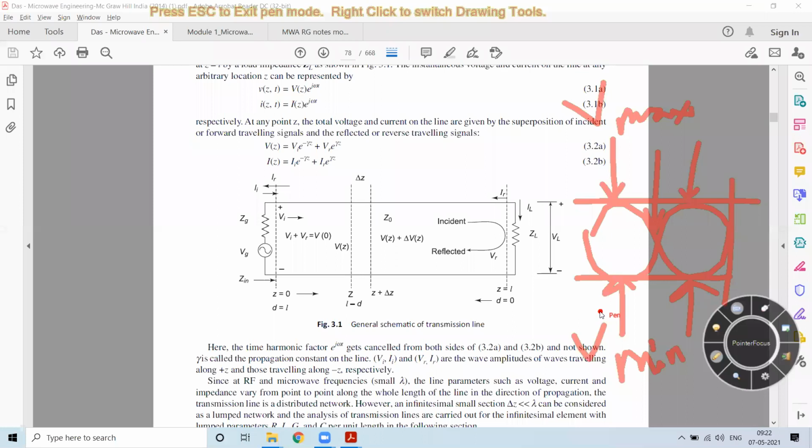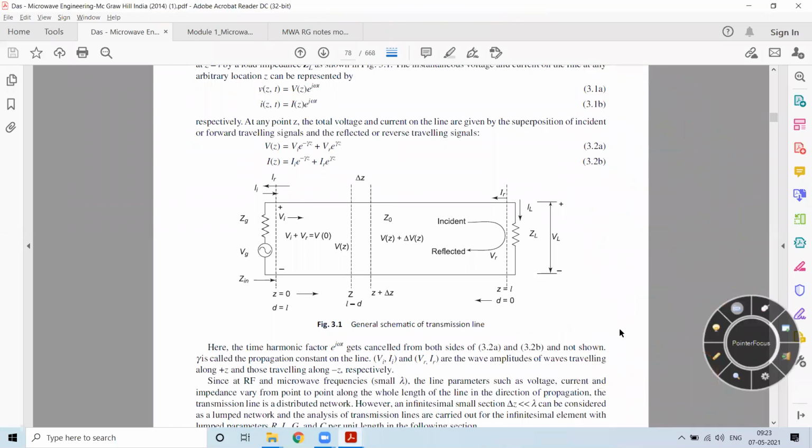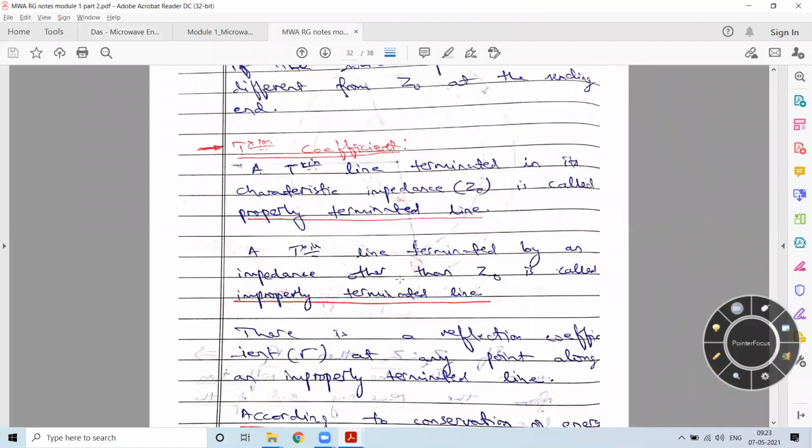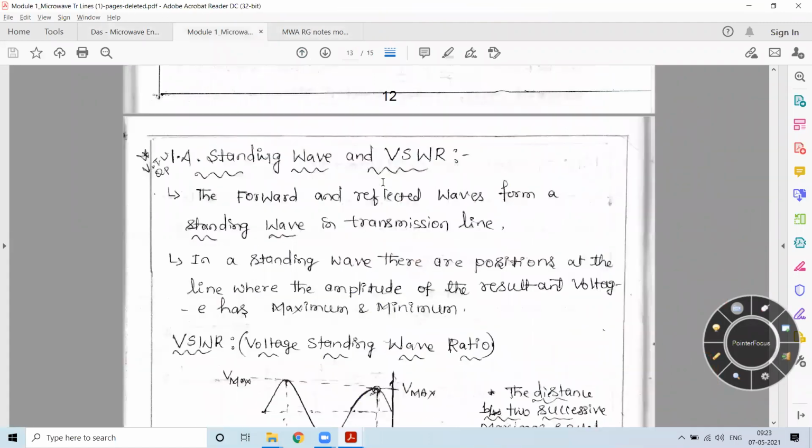If I take the current, it will be the opposite. At this point, I'll get I minimum, and here I'll get I maximum. That is, the wave will be in the opposite form. So here we'll have the voltage maximum, and here the voltage minimum. These two parameters become important for us when we discuss standing waves.